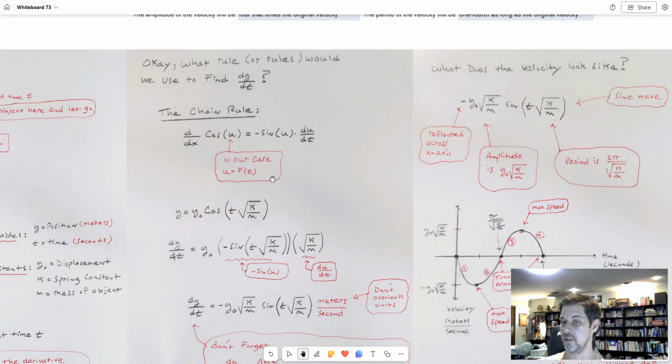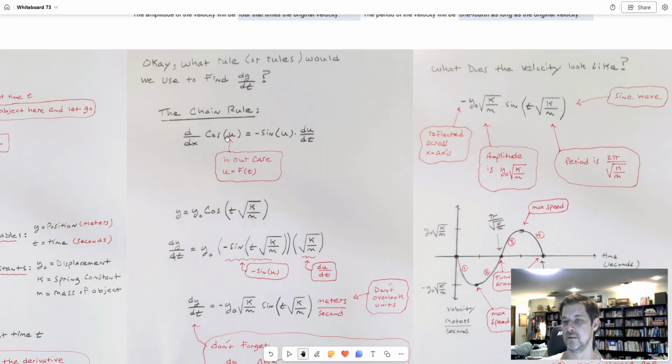One form of the chain rule is this. The derivative with respect to x of cosine u is negative sine u times du over dt. Okay. I made a little mistake on that. This should be the derivative with respect to t. Okay. Because that function u is a function of t.